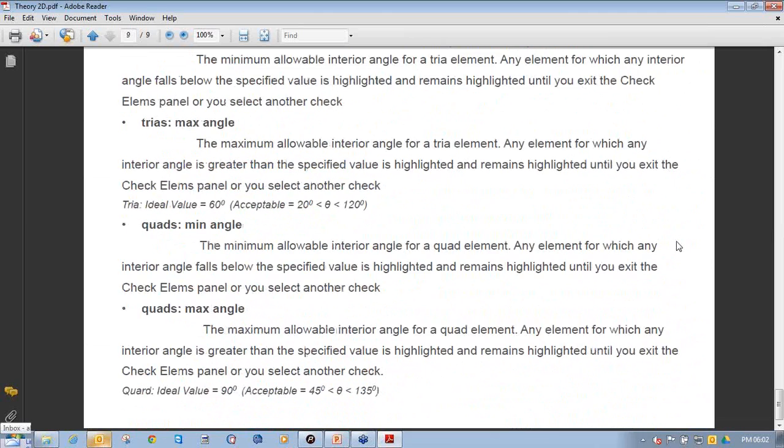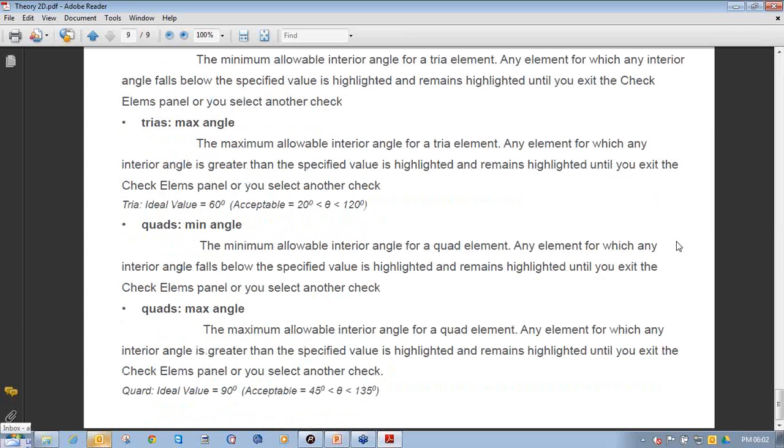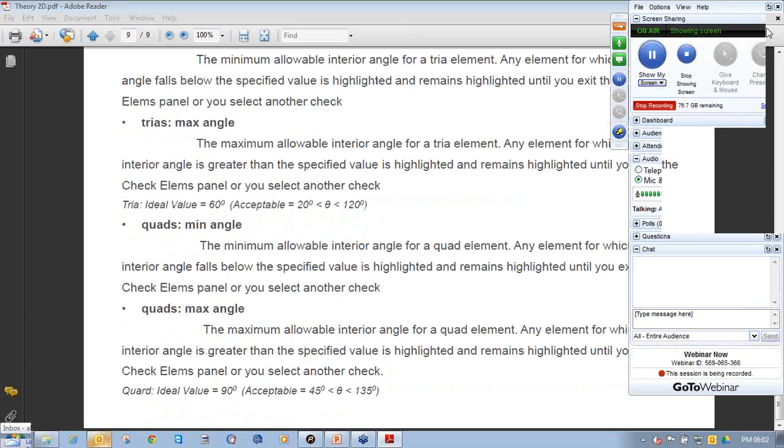Then there are a few last quality checks for 2D elements, that is minimum angle tria and maximum angle tria. The ideal value for a triangular element is 60 degrees, but the acceptable range is from 20 degrees to 120 degrees. Similarly, for minimum angle quad and maximum angle quad, the ideal value is 90 degrees and the acceptable range is from 45 degrees to 135 degrees.